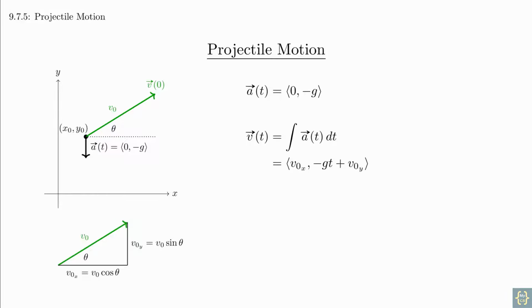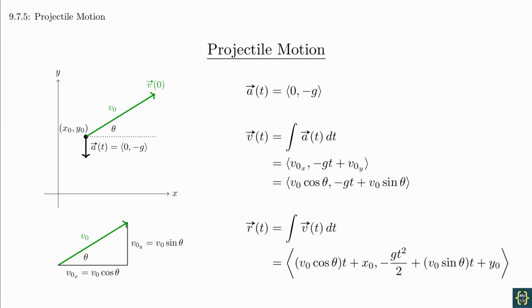To do this, we draw a right triangle with the initial velocity so that we can get the x and y components of it. We can plug this in to get the full equation for velocity. Then we can integrate this to get position. Notice that theta is a constant, so the sine and cosine terms are just constants with respect to t. It turns out that once you integrate and solve for the constants, you'll get this result. And this result is the equation for projectile motion.